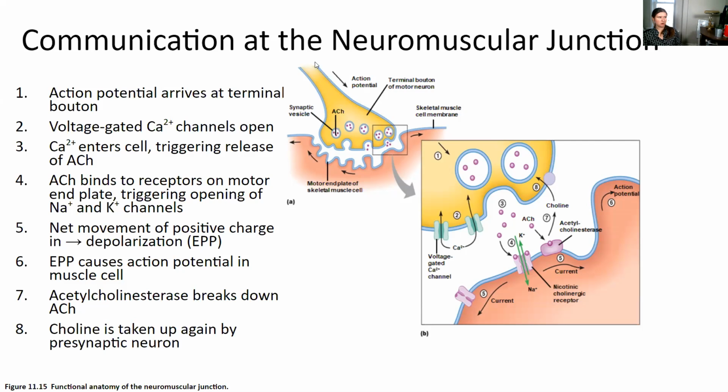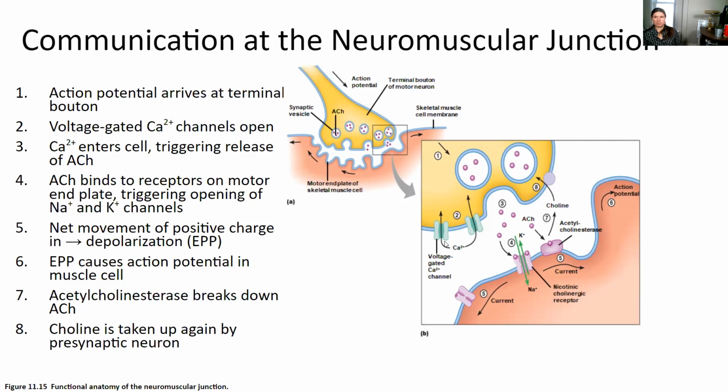Okay. So our wave of depolarization, that action potential, gets to the terminal bouton. So just like in our synapses, this opens our voltage-gated calcium channels. So we can see this on the insert. So when the terminal bouton depolarizes, our voltage-gated calcium channels open.